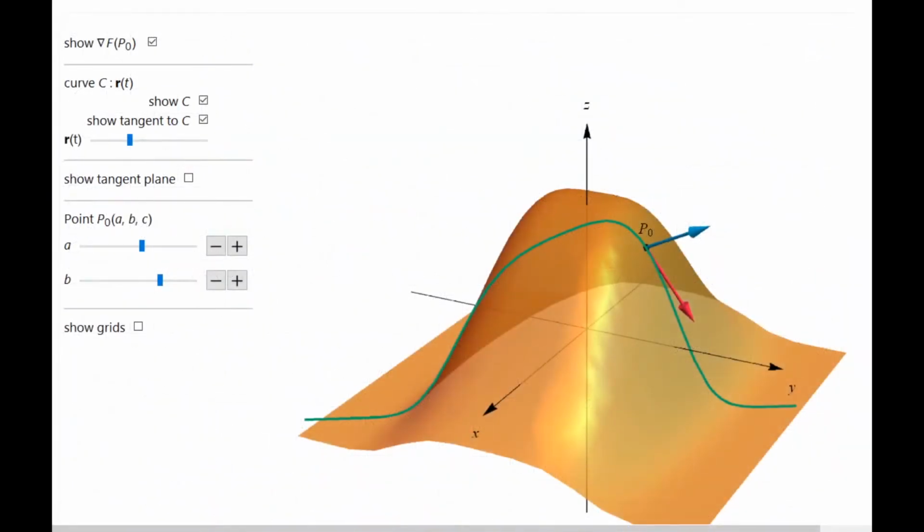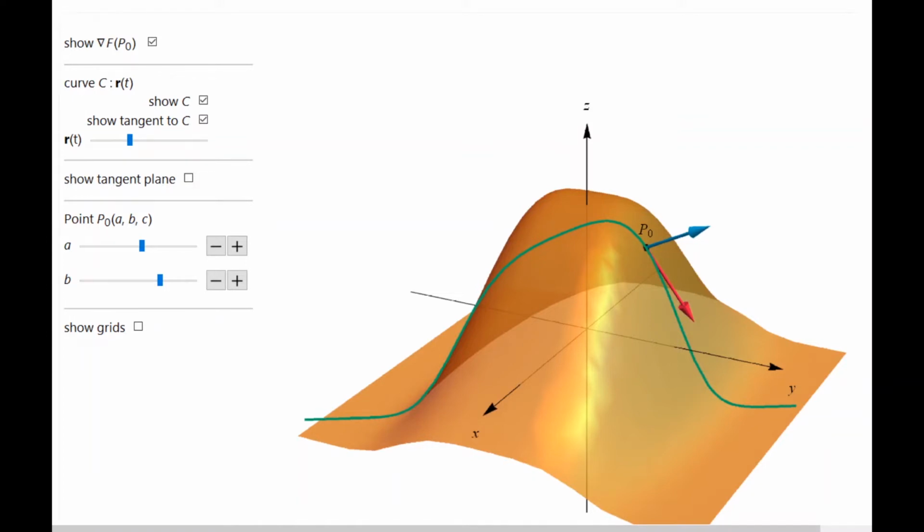So here's a visualization that captures this concept. What you see in blue over there is the gradient, okay? So that's the gradient of a function of three variables at the point P naught, okay? And that gradient is orthogonal to this orange graph that you see. What is that orange graph? That is the level surface where the function of three variables, capital F, equals 0.